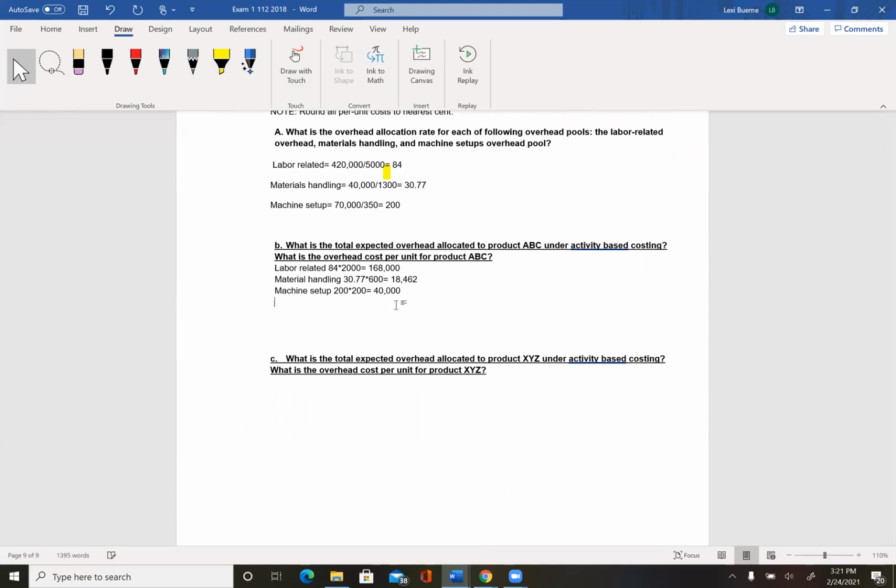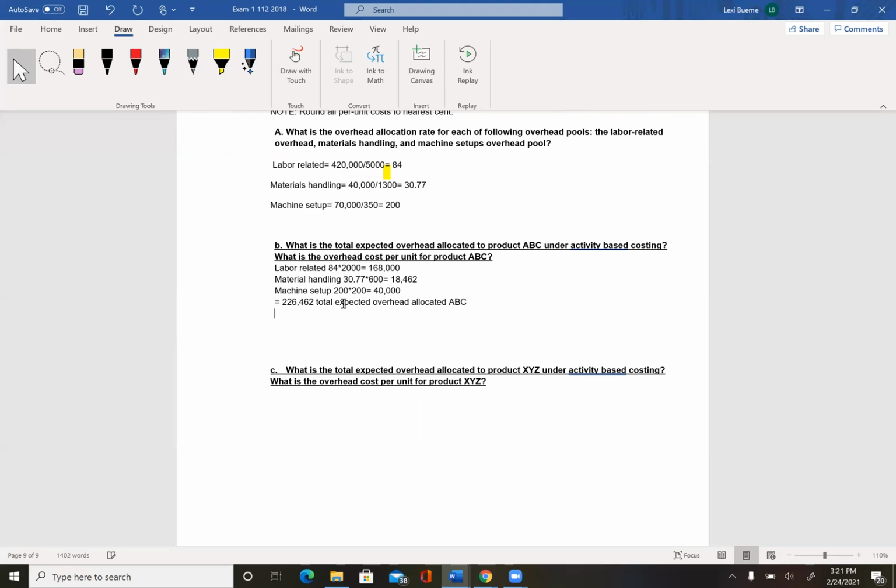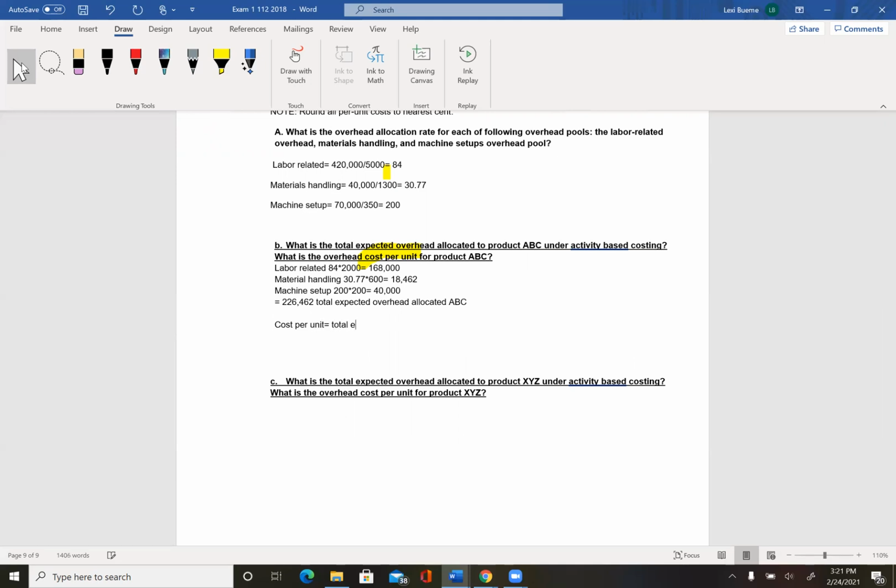And then you are going to add these three up to get a total of 226,462. That's going to be your total expected overhead allocated to this ABC. And then for the second part of this question, the cost per unit. To find that, you're going to take what you just found, the total cost per unit equals total expected overhead divided by the total amount of units.